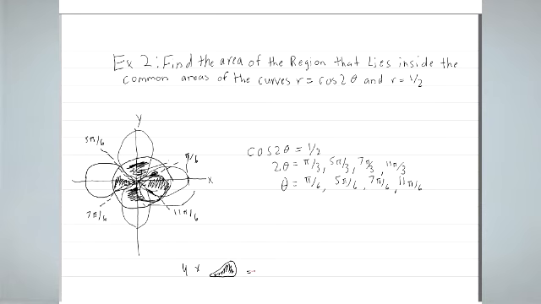equals 4 times, once again, 1/2 the integral of negative pi over 6, which is right there, and pi over 6, which is the first intercept, of 1/2 squared d theta. As you can see, this is just an area of a circle and can be completed quite easily.